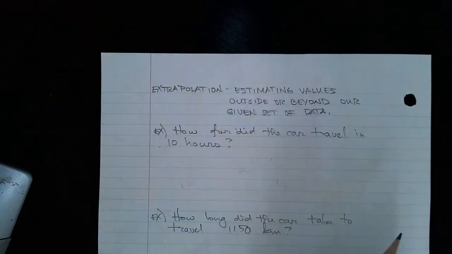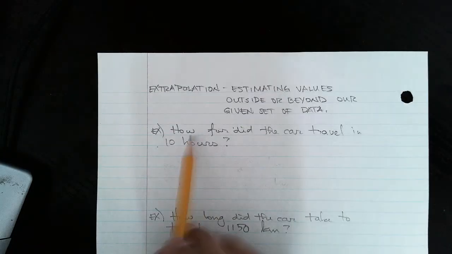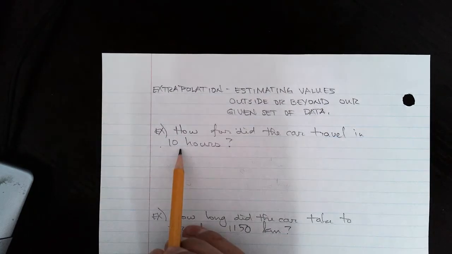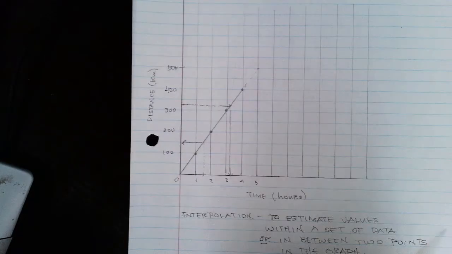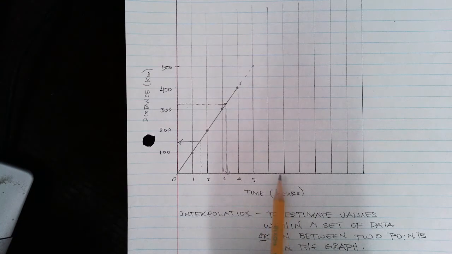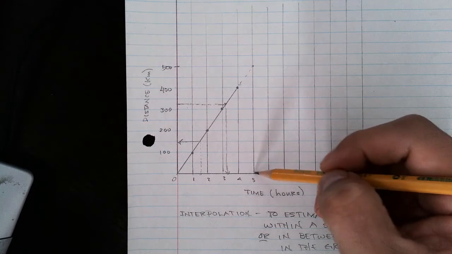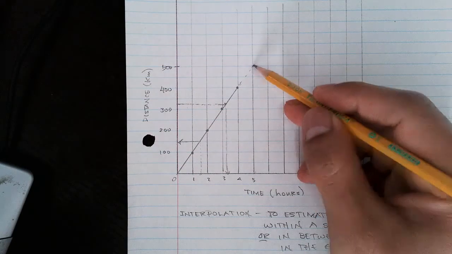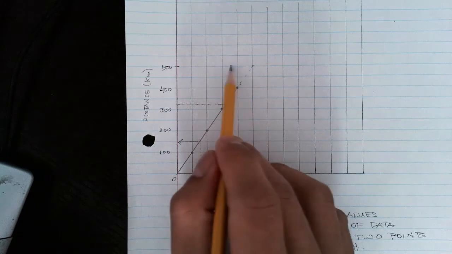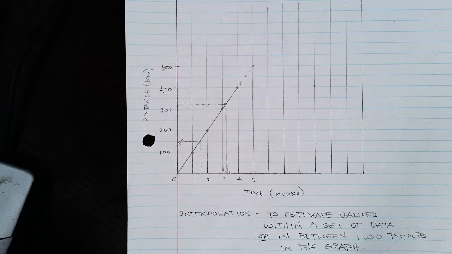So for instance, if I wanted to ask how far did the car travel in 10 hours? Well, I don't have 10 hours graphed in this data. 10 hours would be right about here, but if we can estimate how far it traveled in 5 hours, which is actually 500 kilometers, then we can just multiply each of those values by 2 and we'll get how far it traveled in 10 hours. So I'm going to do that right now.